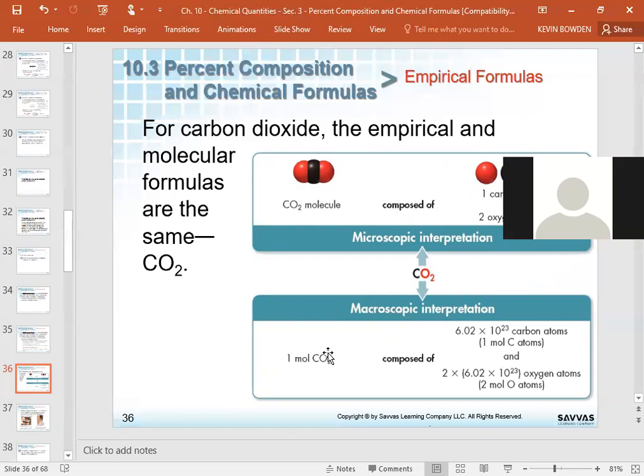So if you have a mole of it, then that means that you have 6.022 times 10 to the 23rd carbon dioxide molecules. And so you can break those up if you wanted to into that many carbon atoms and twice as many oxygen atoms.